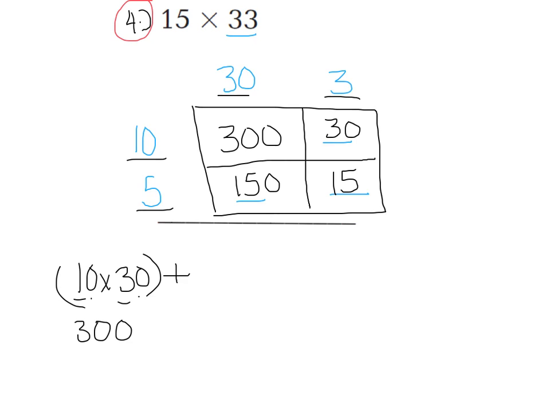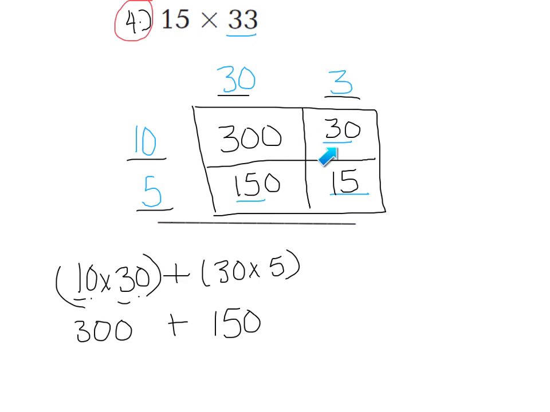Okay, here is what I got for my partial products. Let's see what you did, and let's see if you got the same answers as me. Now, for this box, I had to go up, that's a 30, times over, that's a 5. So I needed to multiply 30 times 5, and when I did that, I got 150.